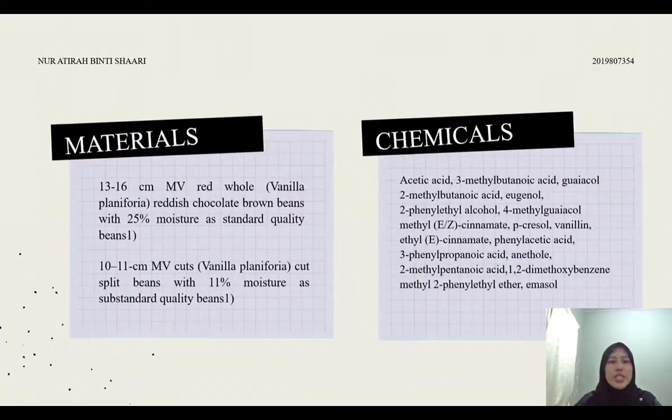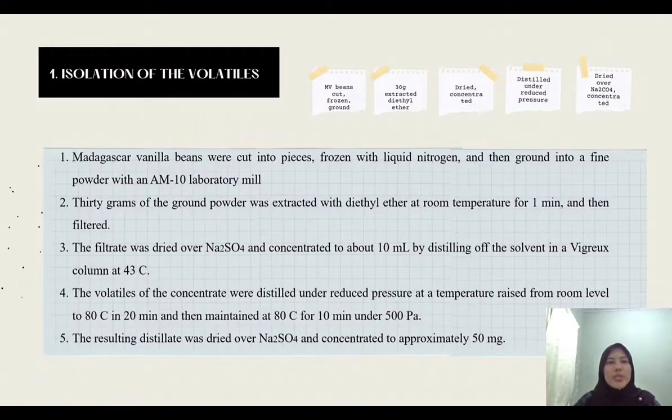For methodology, here are the materials and chemicals that are used in this experiment. So the first procedure is isolation of the volatiles. Starting with Madagascar vanilla beans were cut into pieces, frozen with liquid nitrogen, and then ground into a fine powder.